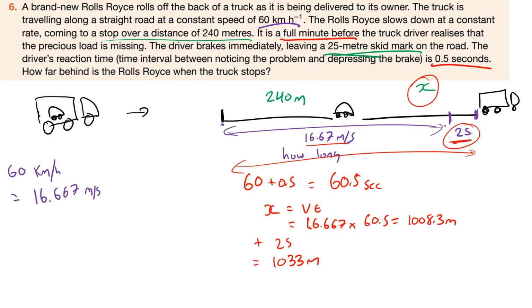The value of x can be calculated by saying that we know the truck goes 1033 meters in total, and we know that the Rolls Royce goes 240, so the distance between them is 1033 minus 240, which gives us 793 meters.